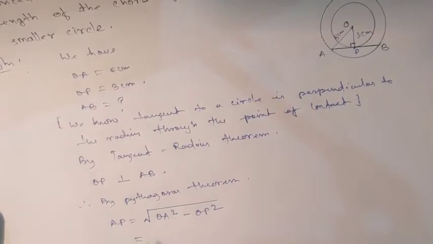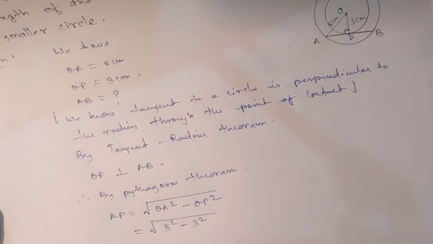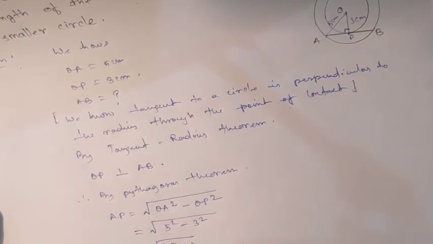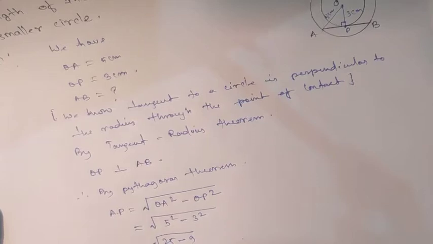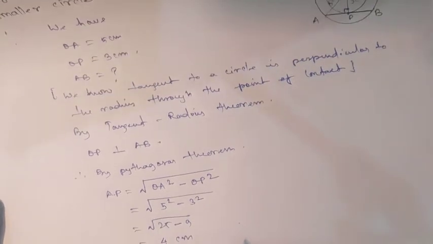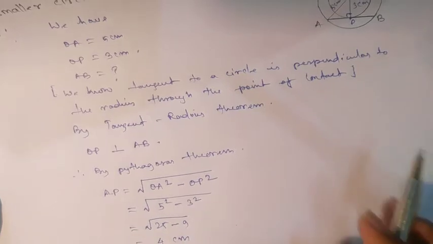Now you substitute the values. Here we have 5 square minus 3 square. So we are getting 25 minus 9, which is 16, and the root of 16 gives us 4 cm. Here we get 4 cm.